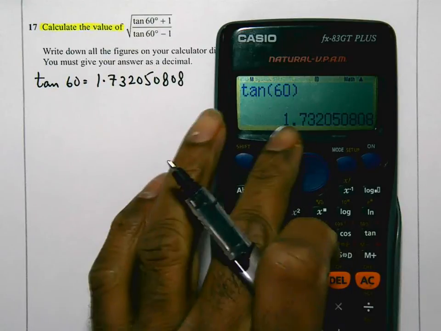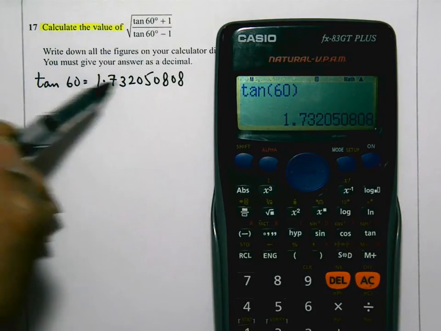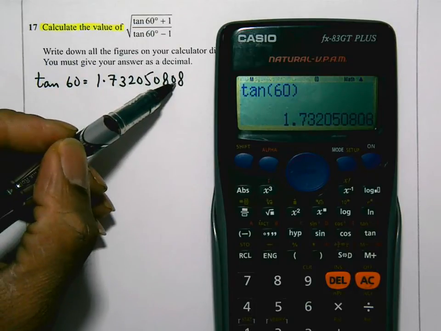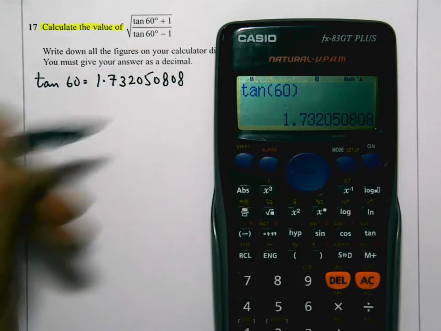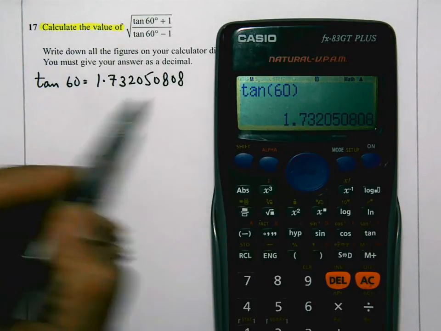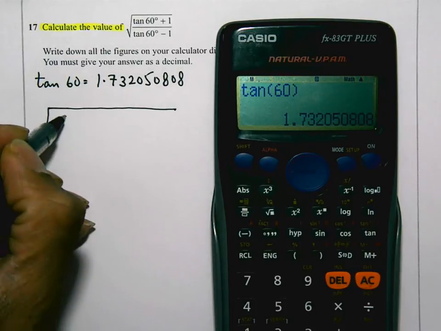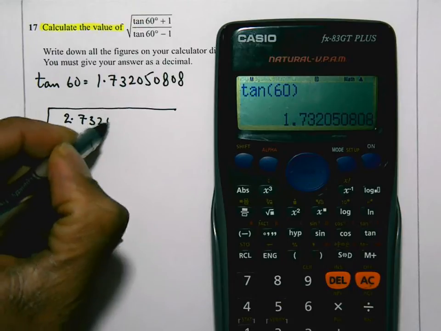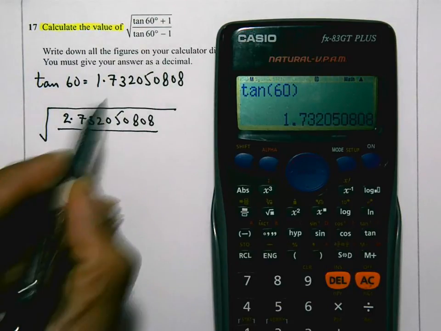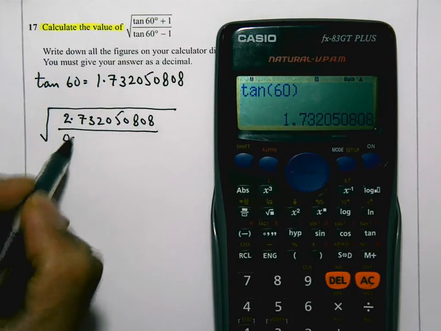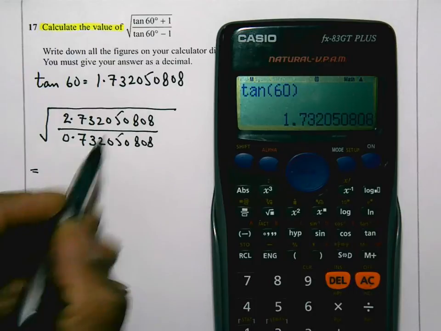Now, there's a clever way in which you could use these calculators to do this type of question, so that I don't have to write down all of those numbers over and over again. What I need to do is take this number, 1.7320508808, plus 1, and then that same number minus 1, and then square root the whole thing. If I add 1 to this, the top is going to be 2.7320508808, and in the bottom, if I take away 1, the 1 just disappears, so 0.7320508808.